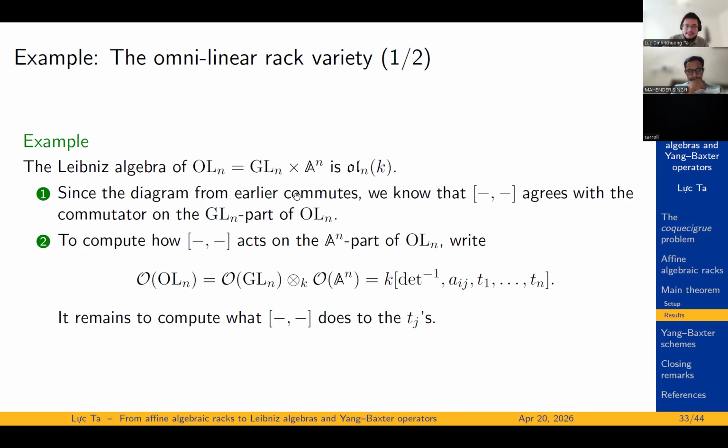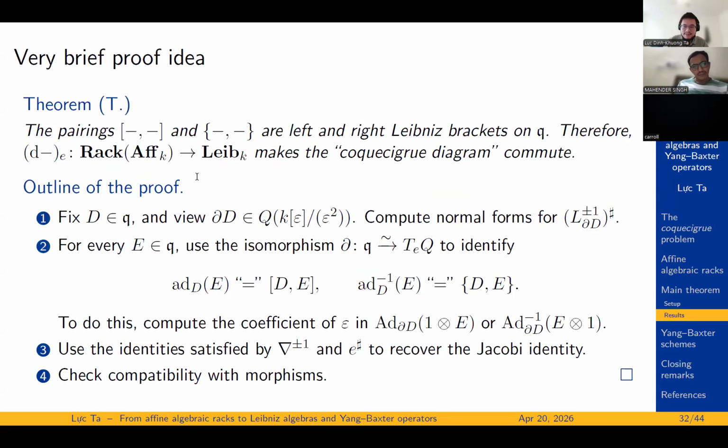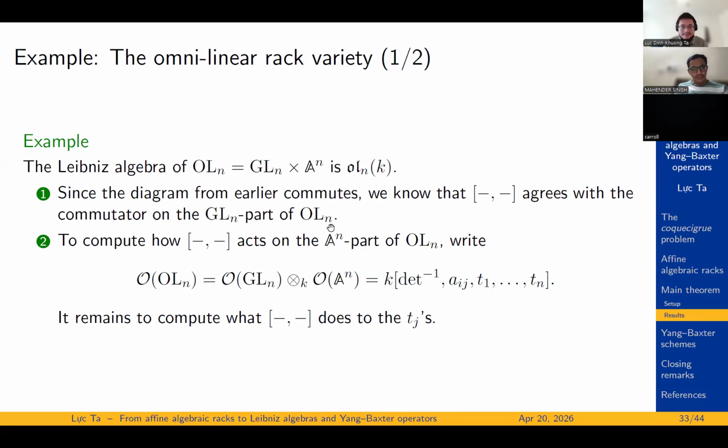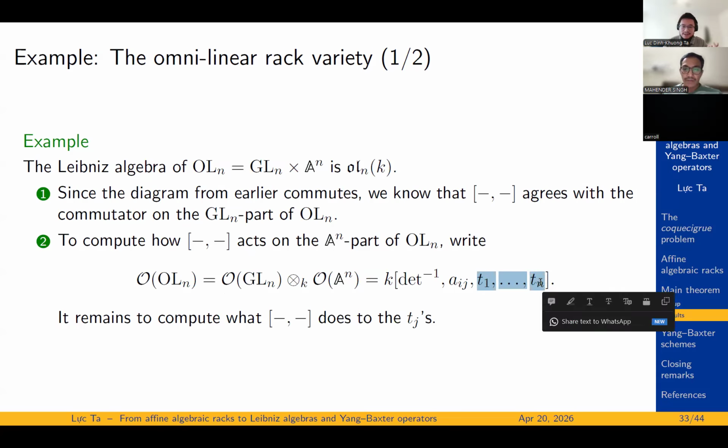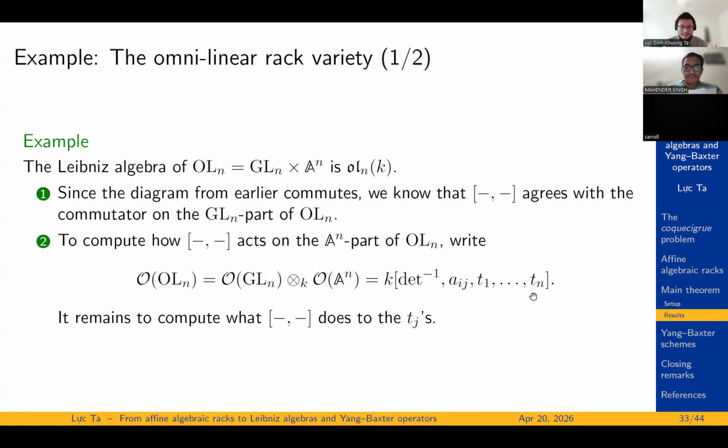Well, this theorem says that the diagram from the coquecigrue problem commutes. So because of that, we know that the Leibniz bracket of the tangent space has to agree with the Lie bracket of GLN on the first variable, and that's commutative. So then this reduces to computing the bracket on the second variable. To do that, first we'll write the coordinate ring of OLN as a tensor product of the coordinate rings of GLN and AN. The AN part is given by these T1 through Tn, so in other words, a polynomial ring in n variables. And we just have to compute what the bracket does to each of these things.